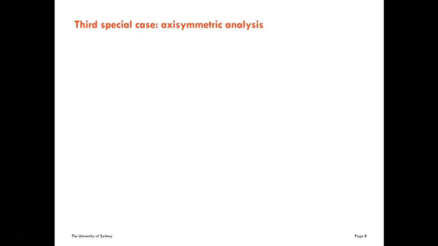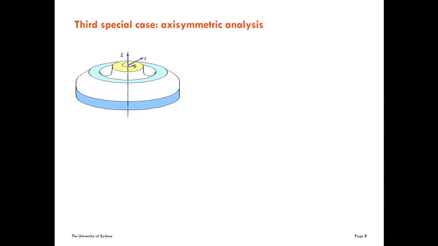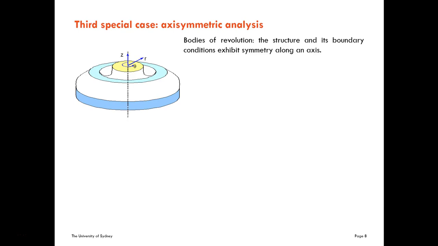The final case is axisymmetric analysis. This happens when we have an axis of symmetry in the problem. The axis of symmetry is here the z-axis, and if we rotate the problem by an angle theta, we have the same cross section. So we assume that our domain is a body of revolution, and that the structure and its boundary conditions have this symmetry around the z-axis.